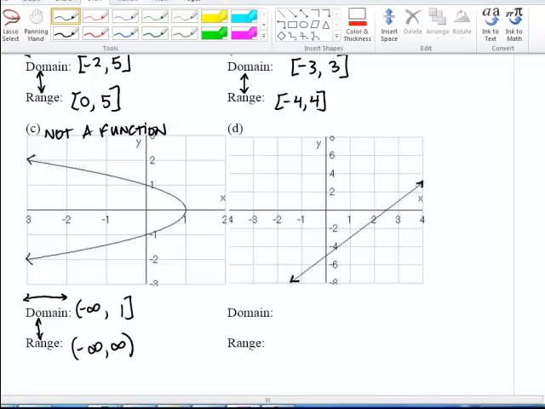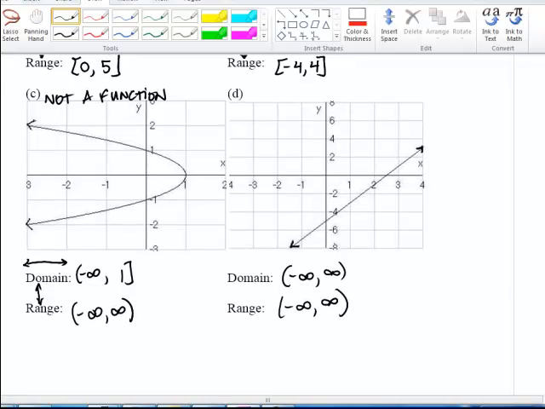And D, we've got a line. We could probably figure out the equation for this line, but let's not worry about that right now. But just notice that it extends left and right without bound and also up and down without bound. So both the domain and the range will be -infinity to infinity. And that would be true of any line that's not horizontal or vertical, right? The domain and range would be all real numbers. And that's the end of that section.